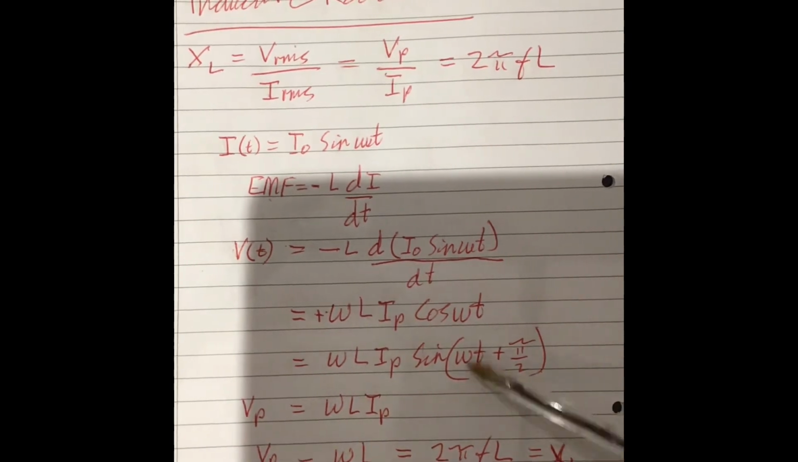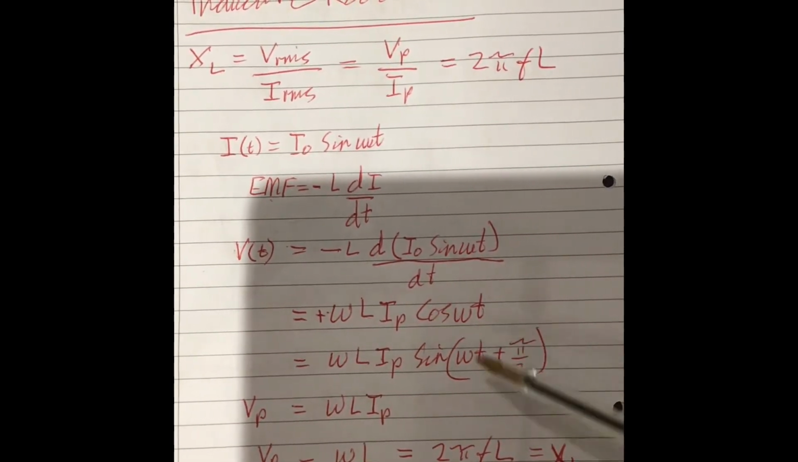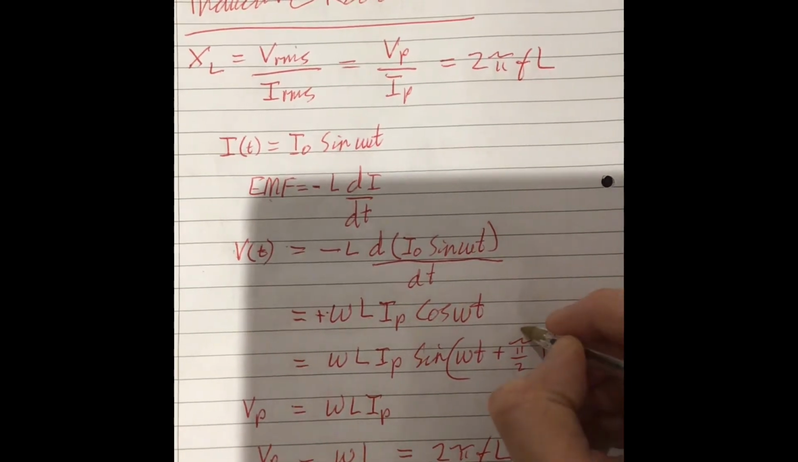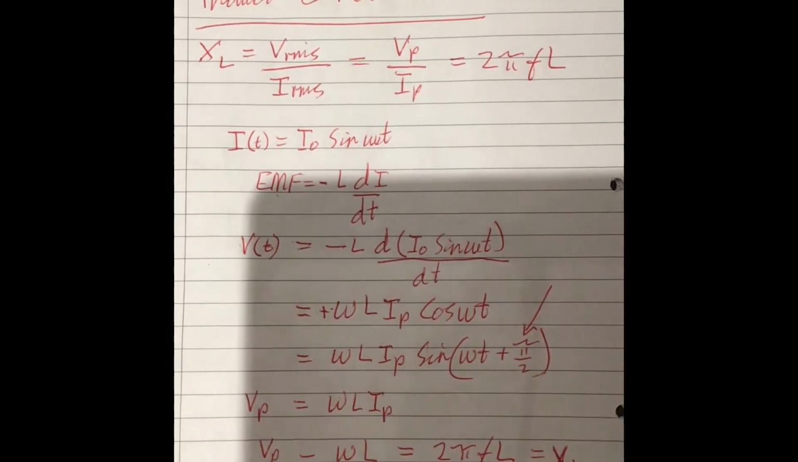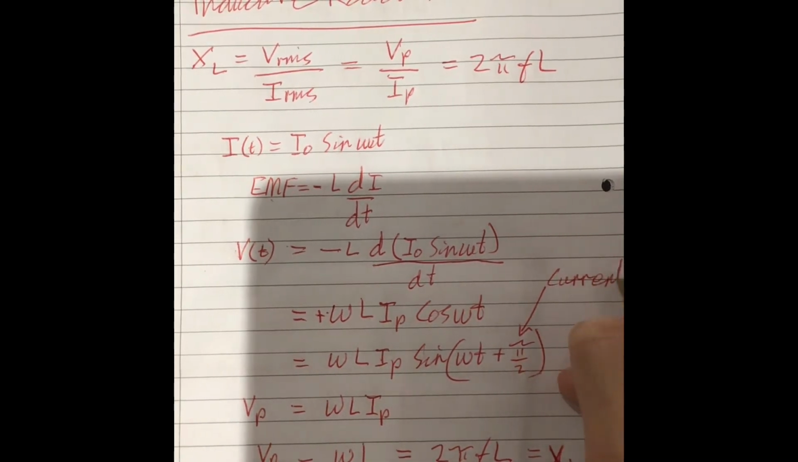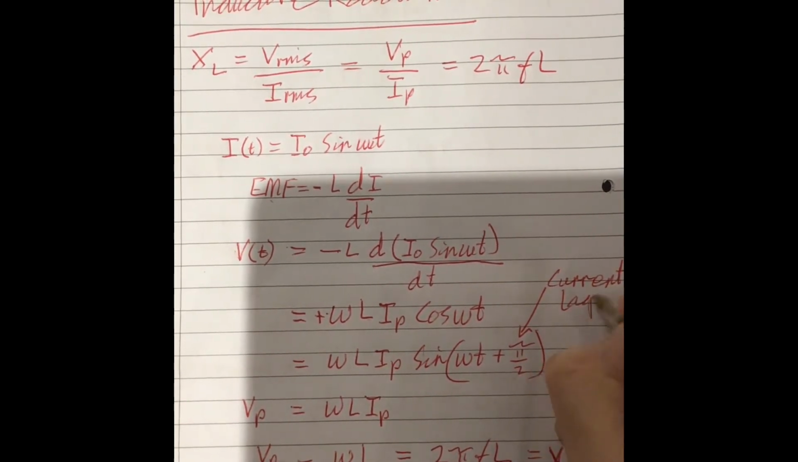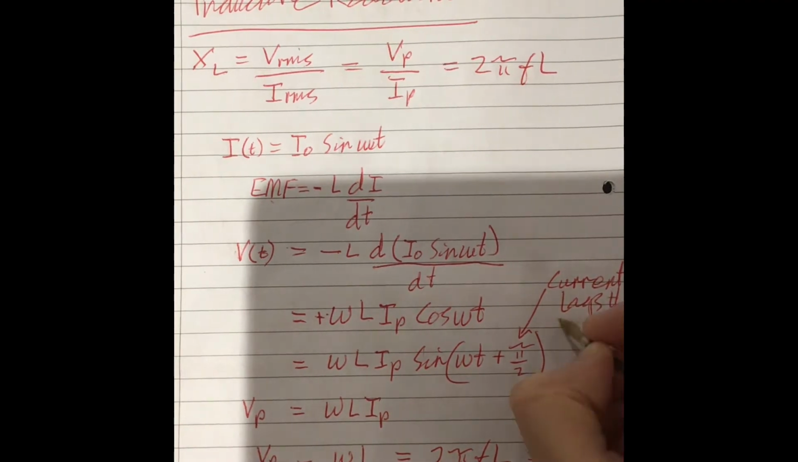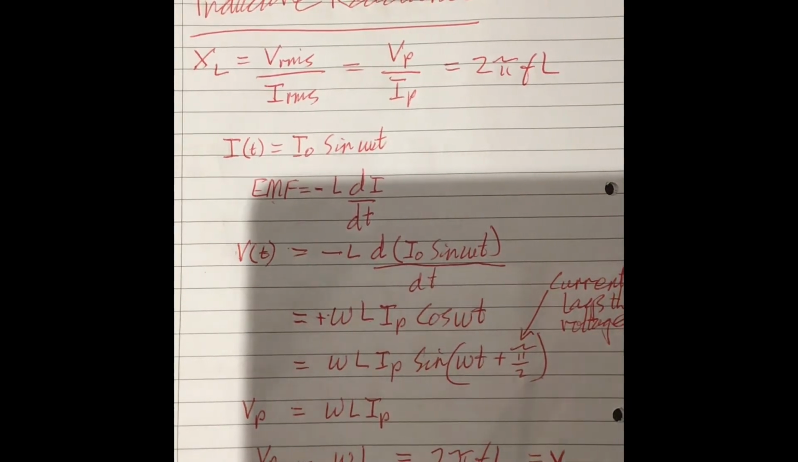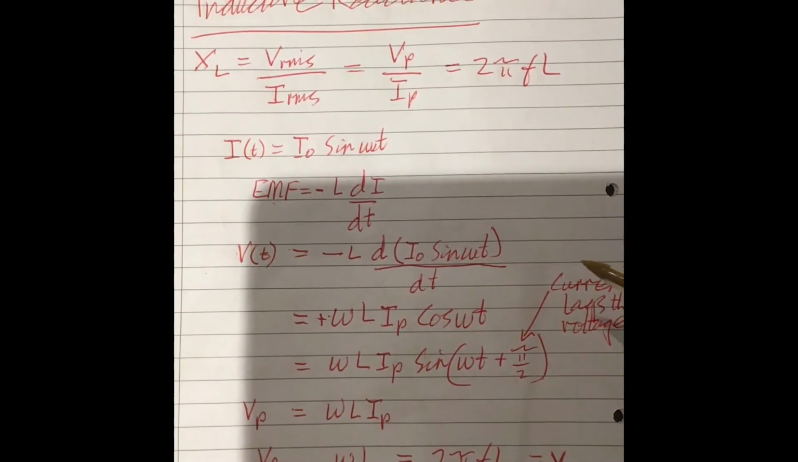And if you're wondering why we bothered to change the cos omega t to the sine omega t plus pi over 2, it's because this plus pi over 2 tells us that the current in an AC circuit lags the voltage. In other words, the peak of the current comes pi by 2 after the peak of the voltage.